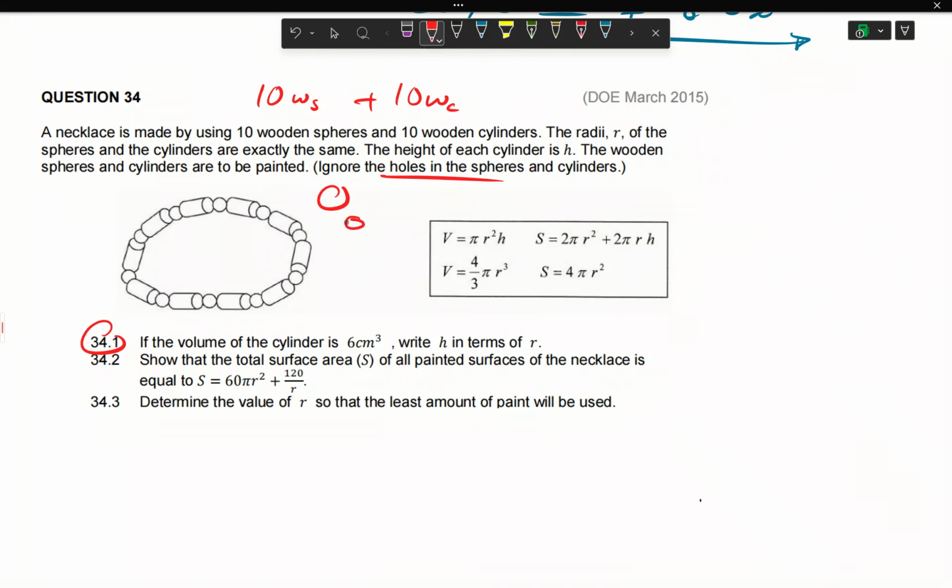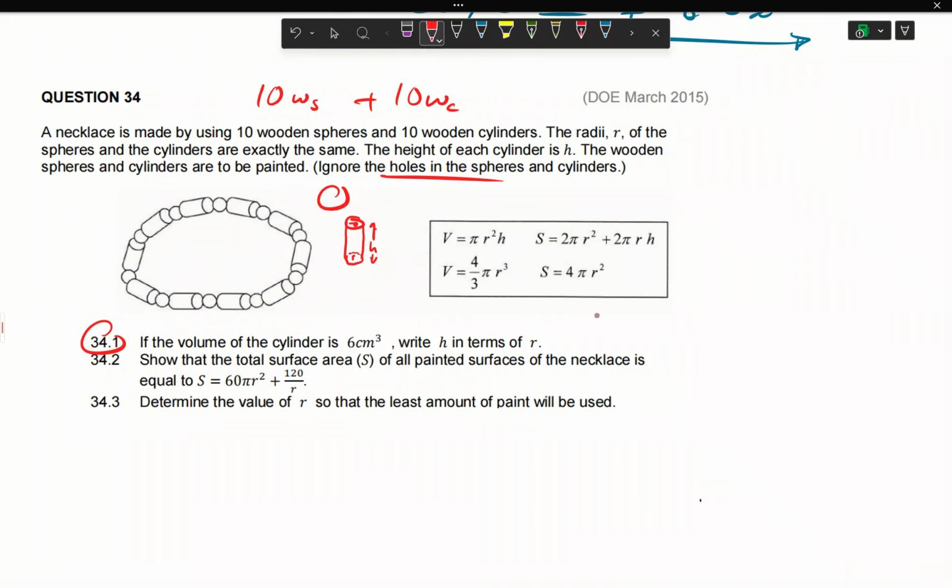And then the cylinder is something like this. So this is a cylinder. So we know that we have that height h, and you have the radius r. So now they say if the volume of a cylinder is 6 centimeters cubed, find h in terms of r.